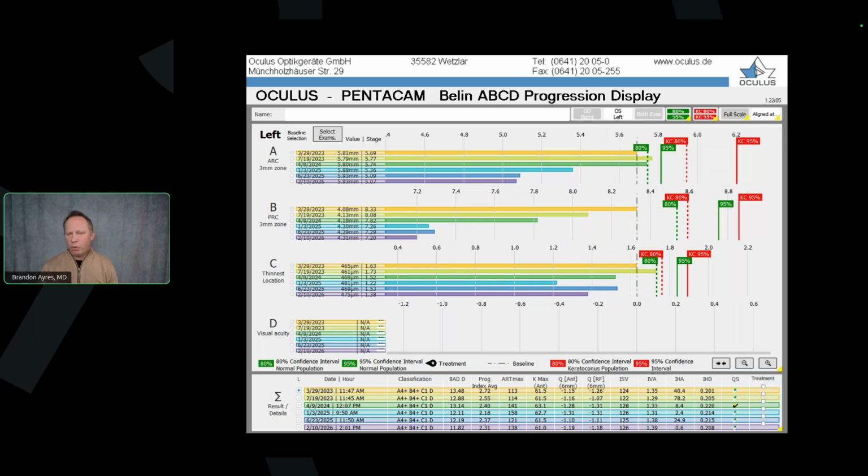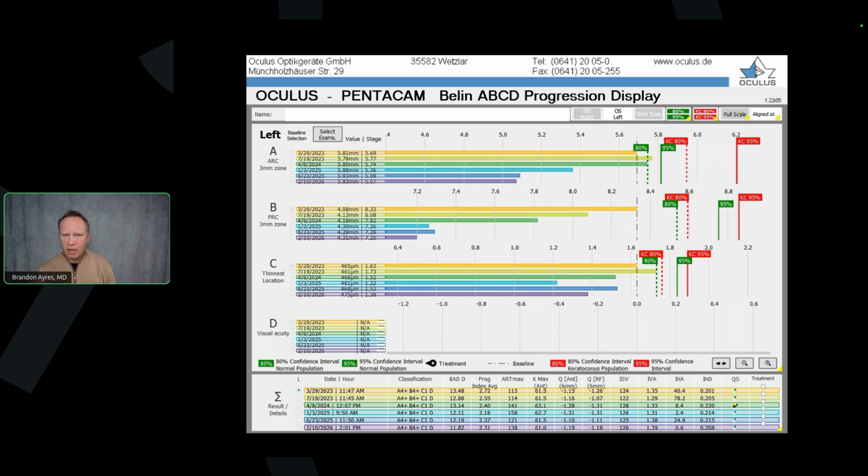So if you are seeing a patient and you're not sure they have keratoconus, or maybe it's a fairly normal cornea and it's somebody who's got a family history of keratoconus, and you want to know if they're progressing towards abnormal, that 80 and 95% error bar are what you're going to be looking at.